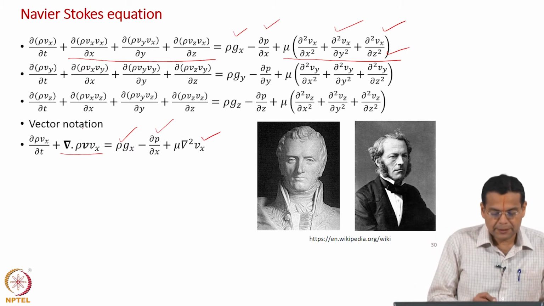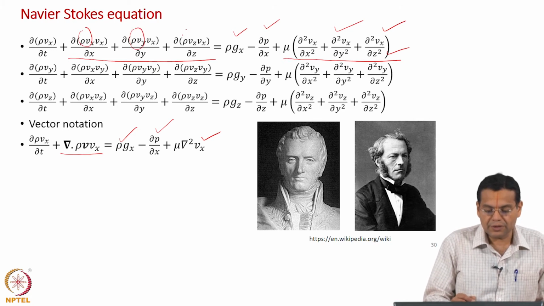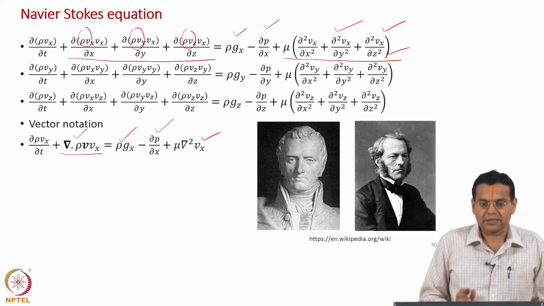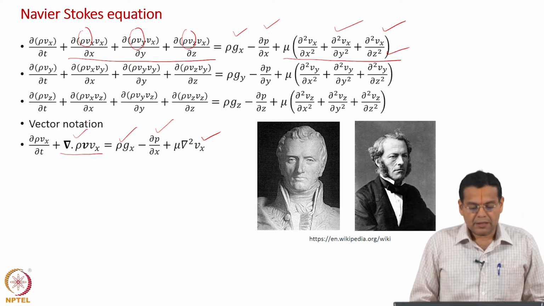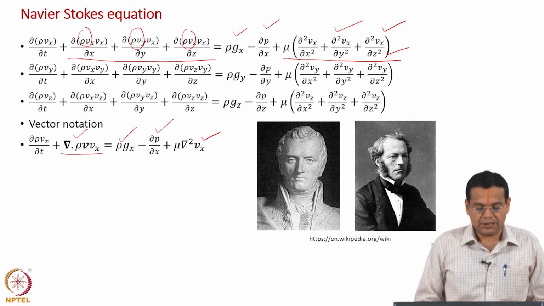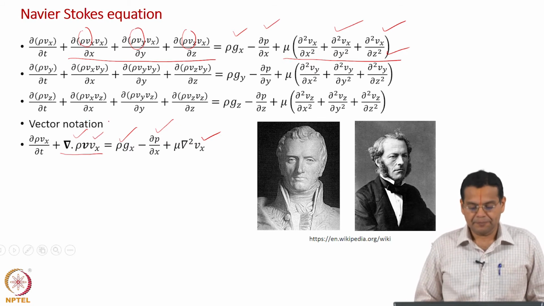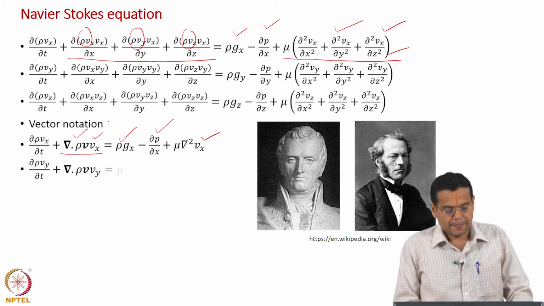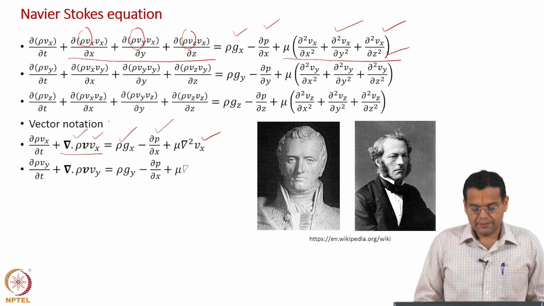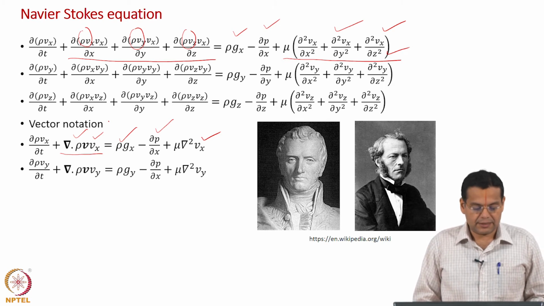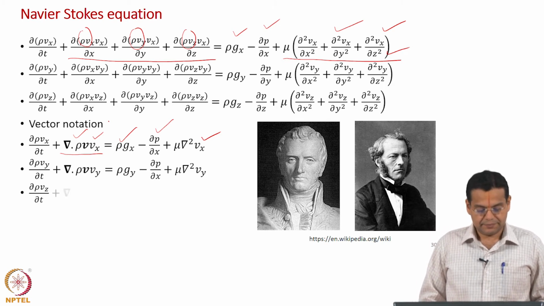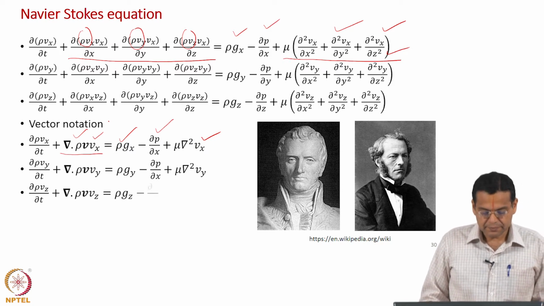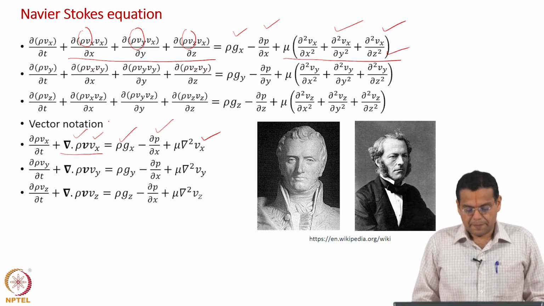How to understand this? If we had rho v x, rho v y, rho v z alone, then it would have been divergence of rho v vector, that is what appeared in the continuity equation or differential mass balance equation. We have an additional V x here. Okay. Similarly, we can write in the other directions, y direction and z direction. Okay.